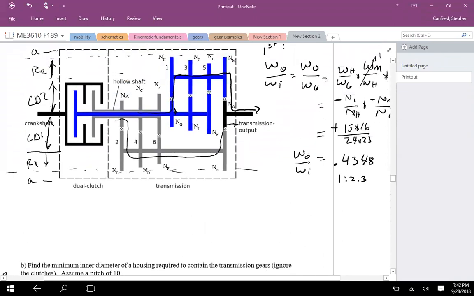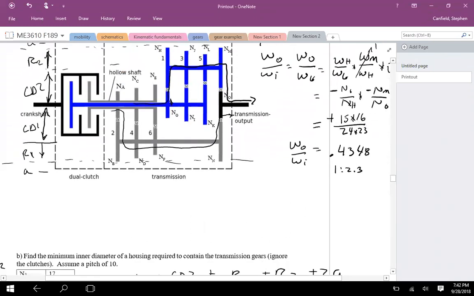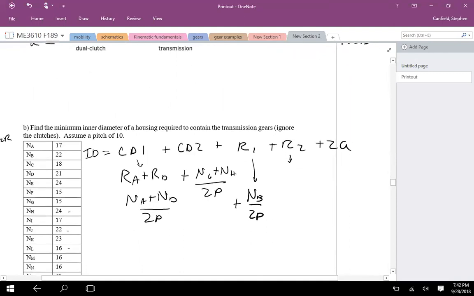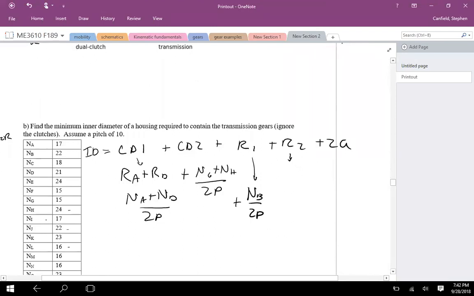That's the tallest gear on the top. So it's between H, J, L, and M. So H is 24, J is 22, L is 16, and M is 16. So it's, again, H. And H is the tallest. And H over 2P. And then finally I have 2A. Oh, and I've got to peek at my notes. Okay, let's jump over here.